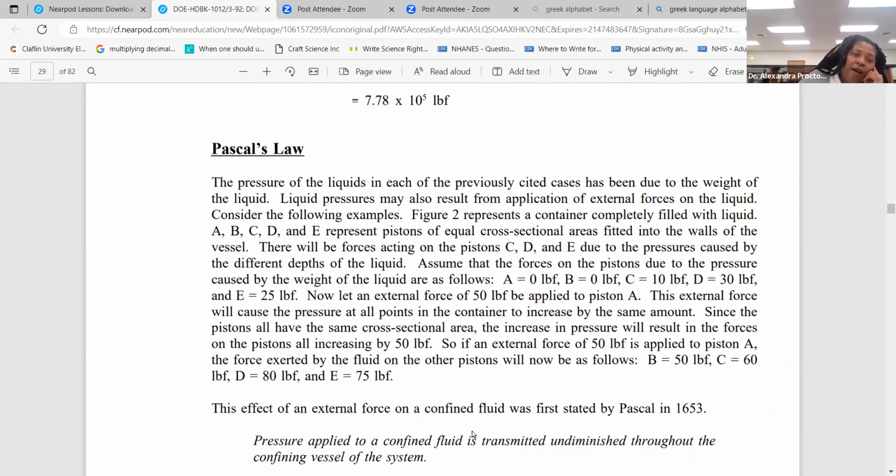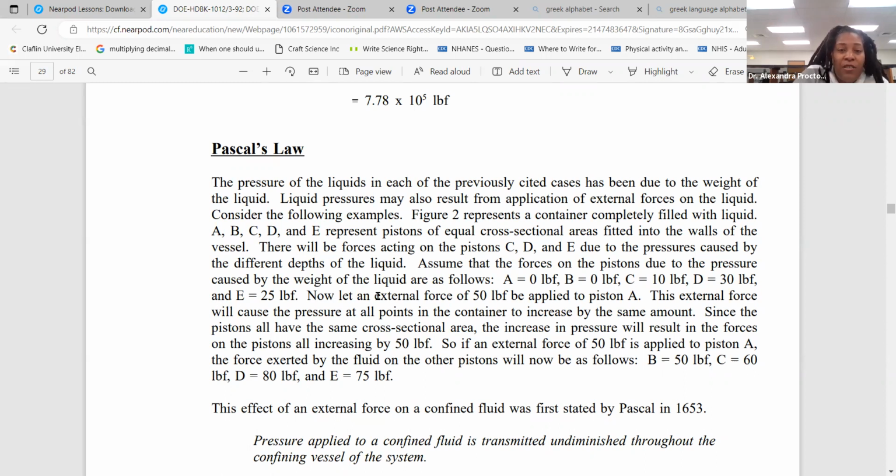So Pascal's law. The pressure of liquids in each of the previously cited cases has been due to the weight of the liquid. Liquid pressures may also result from the application of external forces on the liquid. So consider the following example. Figure 2 represents a container completely filled with a liquid. A, B, C, D, and E represent pistons of equal cross-sectional areas fitted into the walls of the vessel.